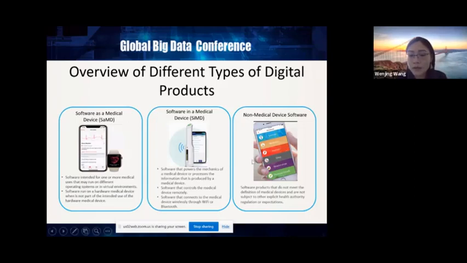The third scenario is non-medical device software. If the software product does not meet the definition of a medical device and is not subject to other health authority regulations or expectations, then the software is not considered a medical device. Usually, if the software doesn't fall under the first and second scenarios, then it's not considered a medical device.